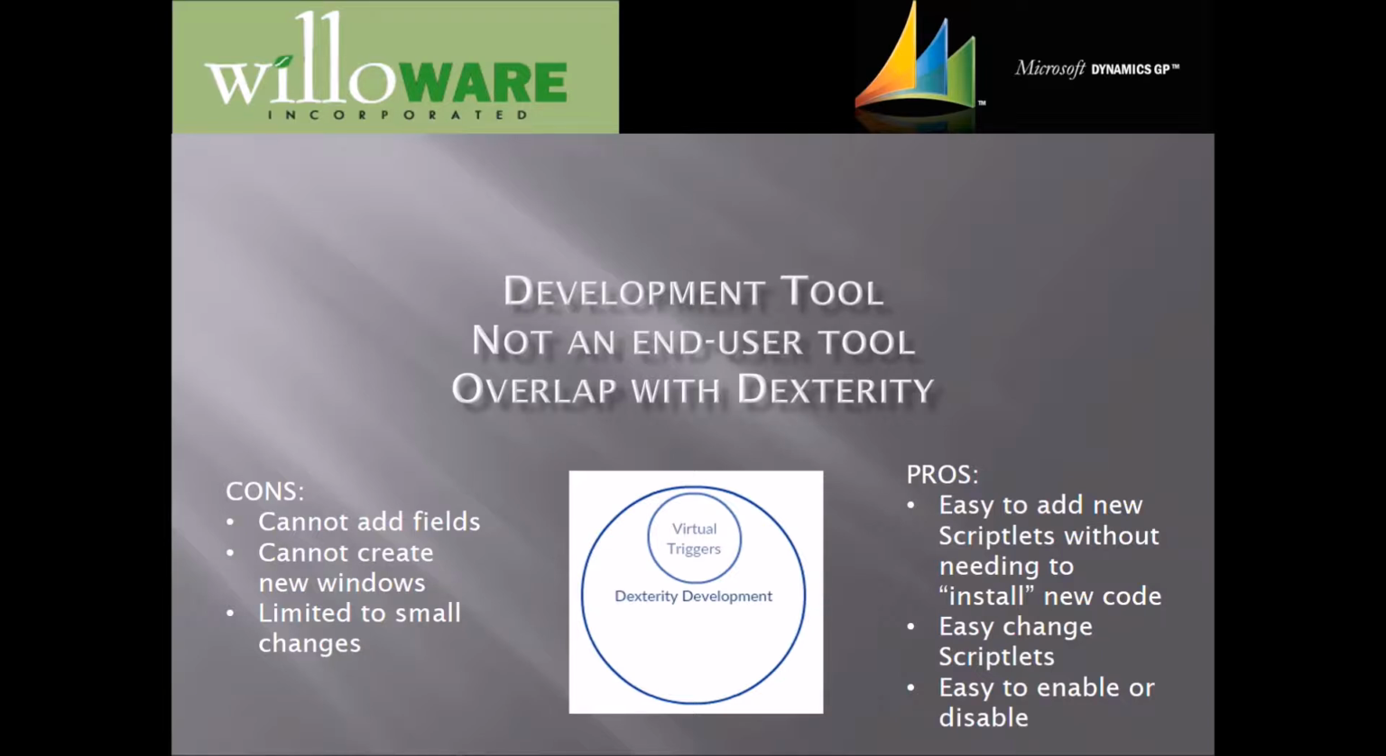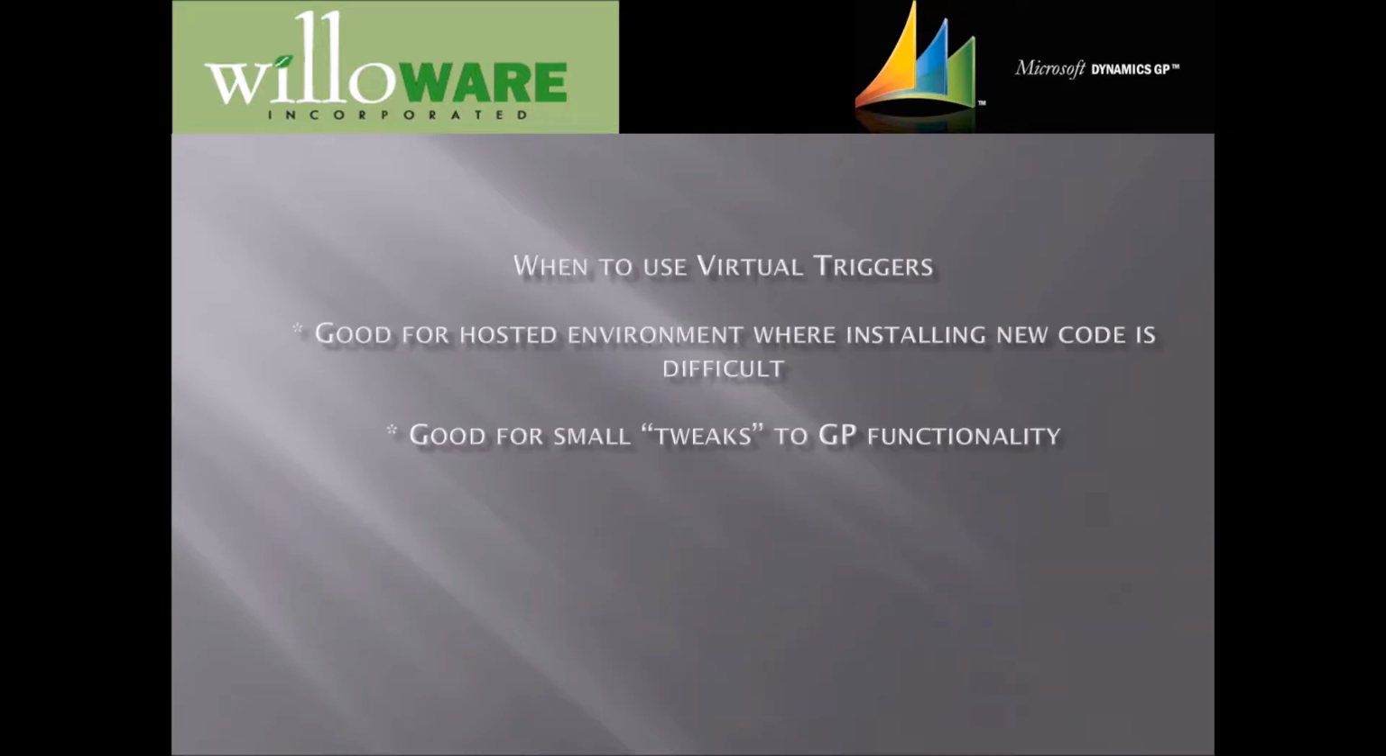in this demo. Some of the benefits of using virtual triggers is that once you've installed Consulting Toolkit, you have virtual triggers installed, then adding scriptlets, or these little bits of tweaks to GP functionality, is really easy to do. You just cut and paste some text into the setup window. It's easy to change the scriptlets, just tweak some of the text that's in the setup window, and it's easy to enable or disable the scriptlets. So it allows you to make some changes to GP functionality.